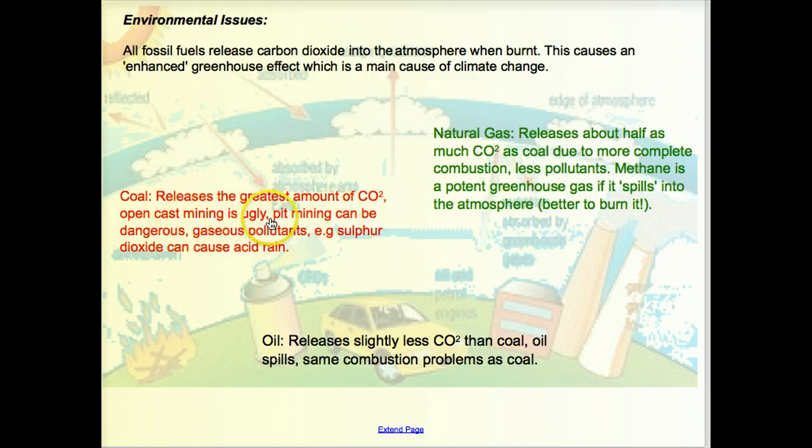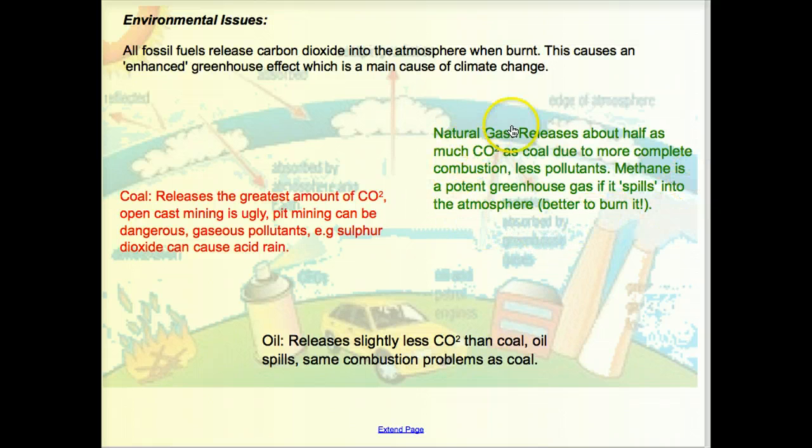Also, open cast mining is pretty ugly. Pit mining is very dangerous. There are many deaths annually of coal miners, especially in China. We have gas pollutants, sulfur dioxide, which can cause acid rain. So coal's rather nasty. Oil releases slightly less carbon dioxide than coal, but essentially it has the same combustion problems.